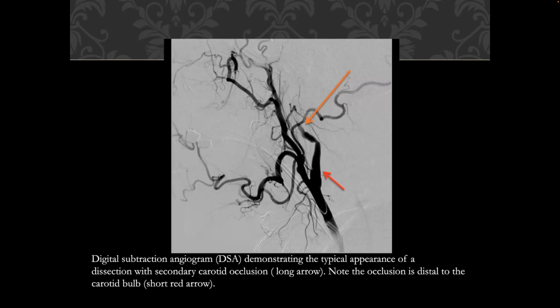This is what a carotid dissection looks like in angiography. And again, you can see that the occlusion takes place distal to the carotid bifurcation. And we have this rapid tapering into a symmetric small channel. So again, typical appearance of a carotid dissection.